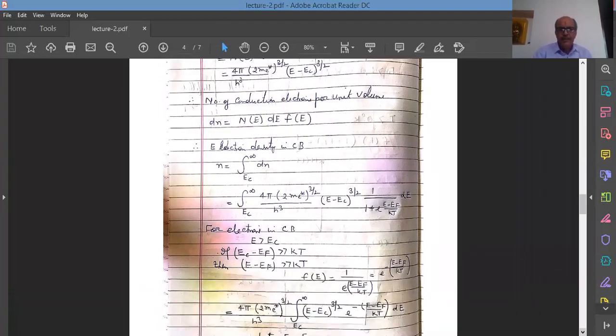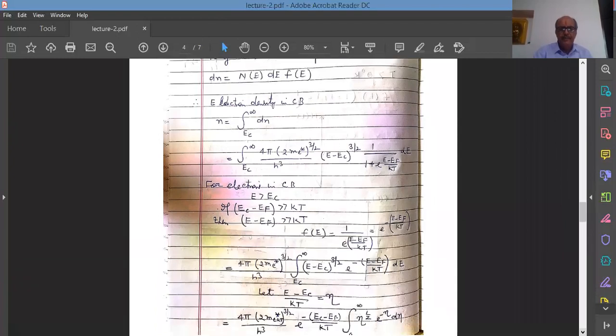So for an electron in the conduction band, you can see these steps. For an electron in the conduction band, E is larger than Ec. We assume that the energy we are taking is far from the conduction band. So if E is larger than Ec, the Fermi level lies in the forbidden band. You will come to know more about the Fermi level, where exactly it lies in the case of intrinsic and extrinsic semiconductors, in the next transparency. But here we assume that it lies in the forbidden band.